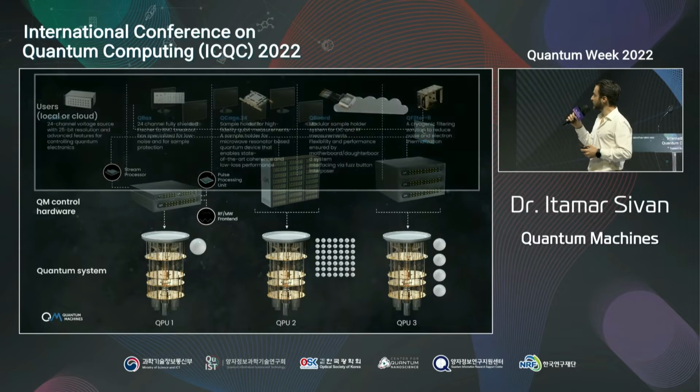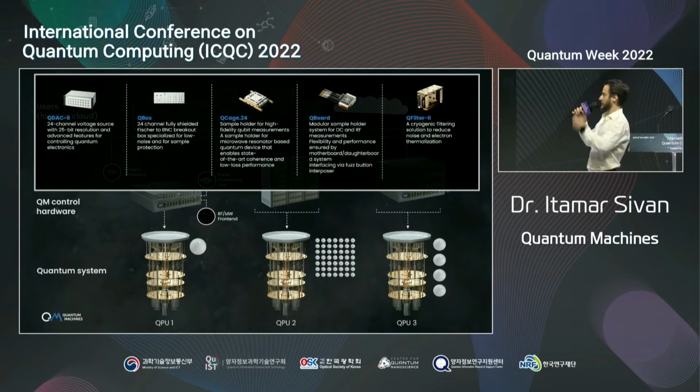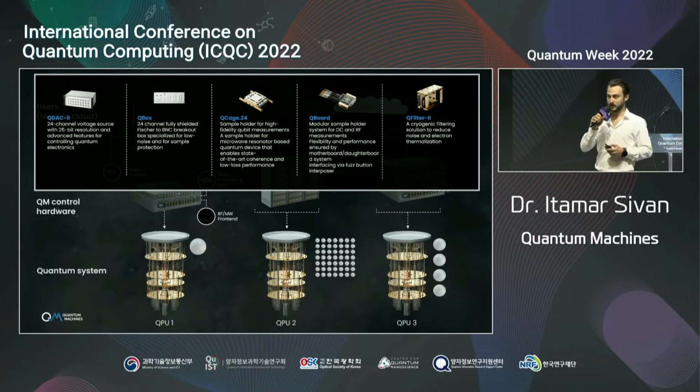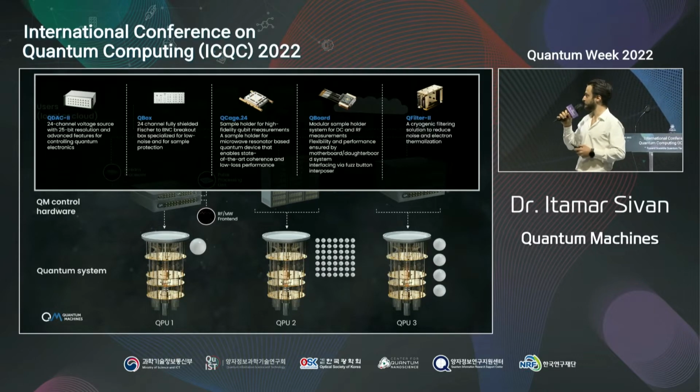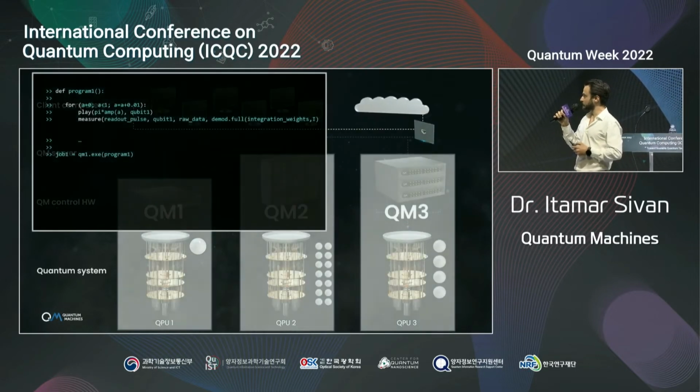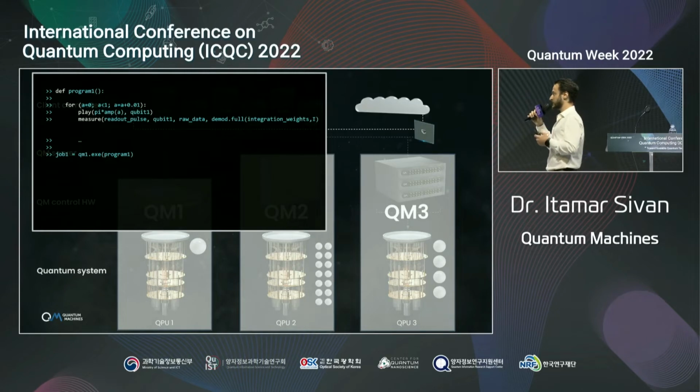Good. Now, this is an additional list of products that we have at Quantum Machines. I won't have the time to talk about all of them. These are the products that are offered by QDevil, our Danish branch. So, let's start talking a bit about programming.